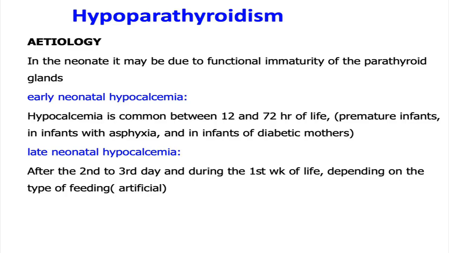Hypoparathyroidism, etiology. In the neonate, it may be due to the functional immaturity of parathyroid glands. Early neonatal hypocalcemia is common between 12 and 72 hours of life, especially in premature infants, infants with asphyxia, and infants of diabetic mothers. There is what is called late neonatal hypocalcemia, which occurs after the second to third day and during the first week of life, depending on the type of feeding, that is artificial. In both cases, it may be related to the immaturity of the parathyroid glands and secretion of the parathyroid hormone.